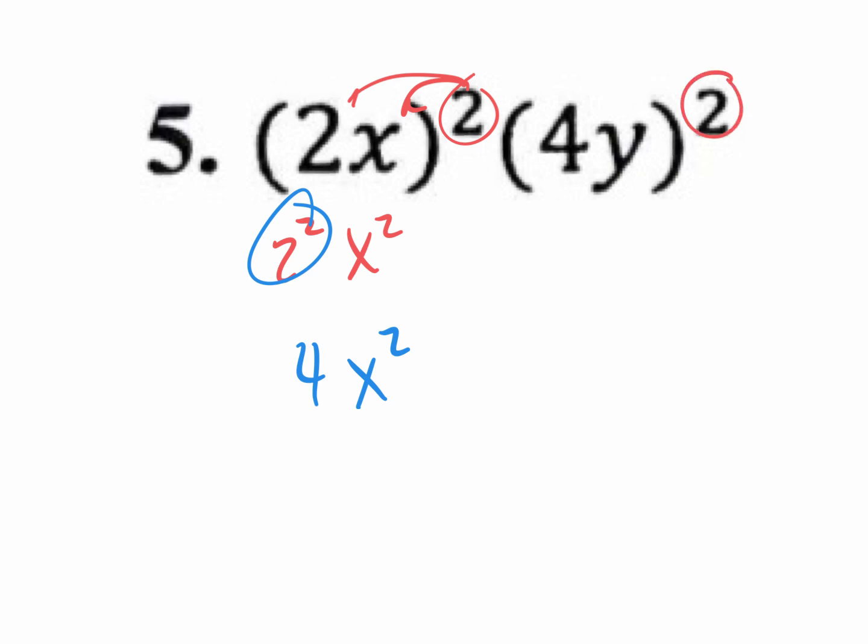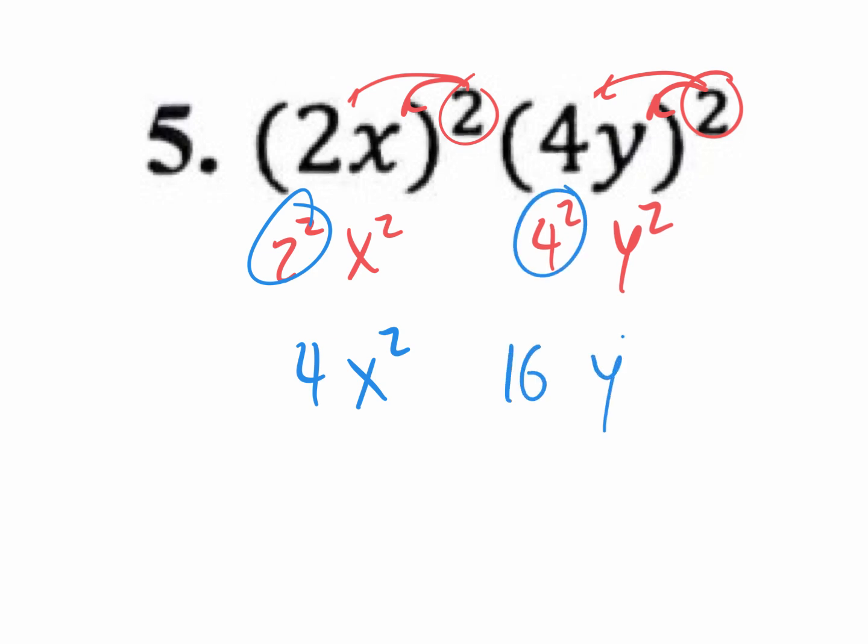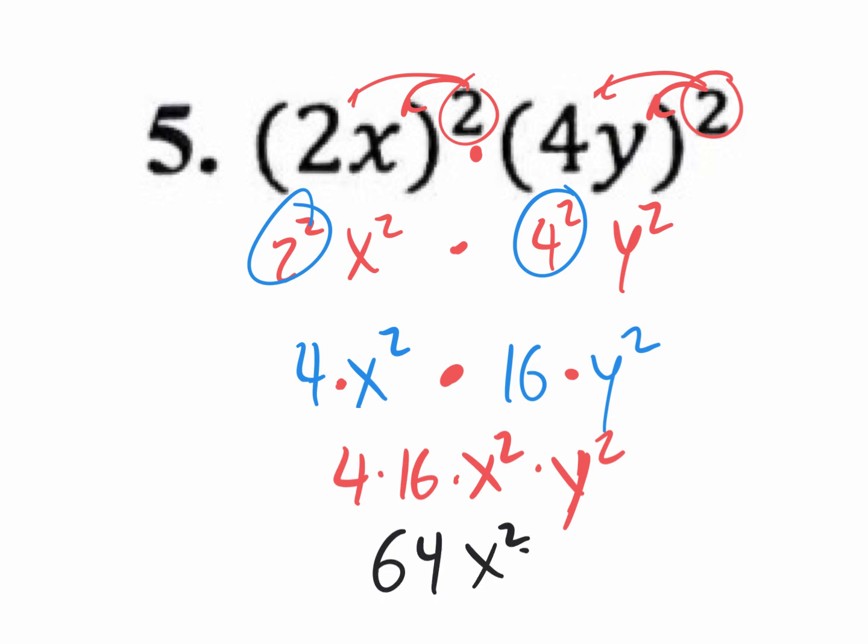And you do the same over here. Distribute the 2. You're going to have 4 to the 2nd. Distribute the 2. You're going to have y to the 2nd. What is 4 to the 2nd? That's really 16. And then bring down the y to the 2nd. Now keep in mind that we are multiplying. So everything's multiplication. 4 times x squared times 16 times y squared. So we're going to rearrange it. 4 times 16 times x squared times y to the 2nd. And 4 times 16 is 64, x squared, y squared. That's your final answer right there.